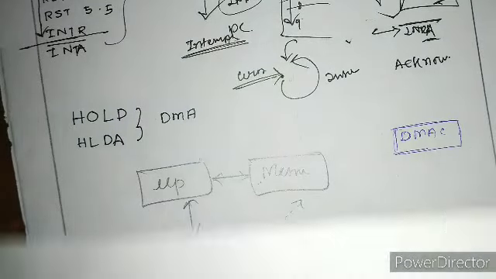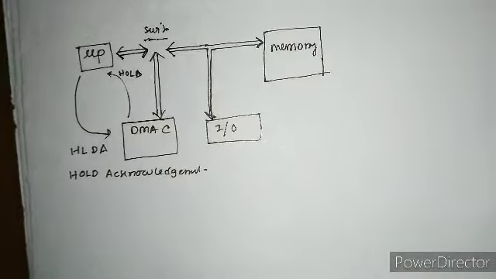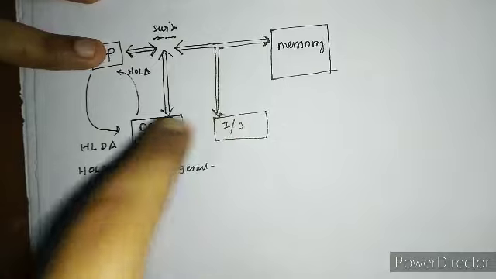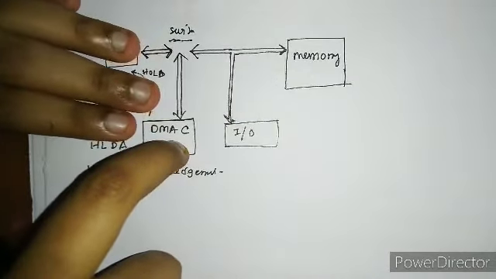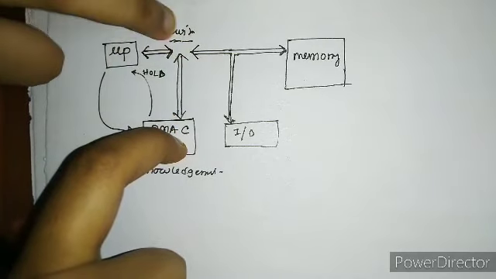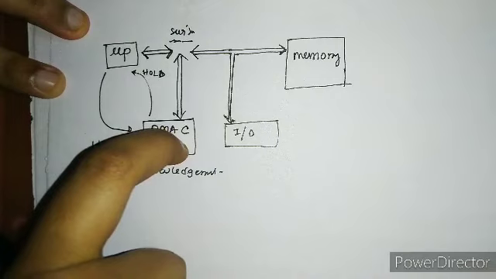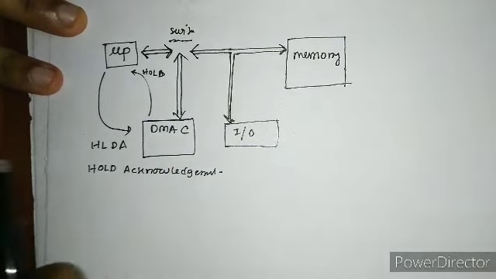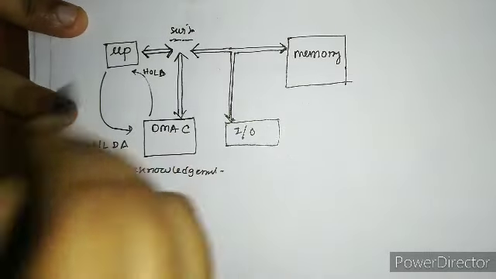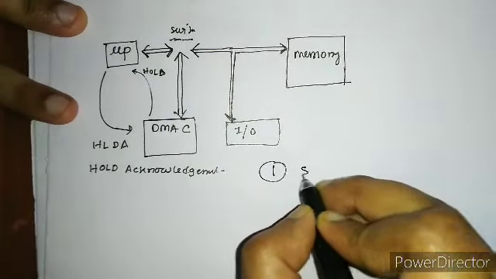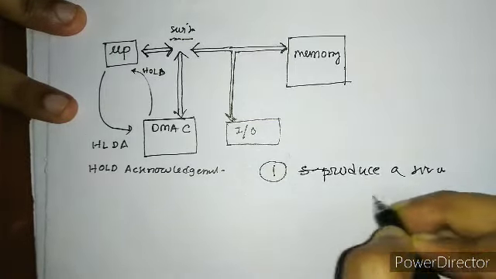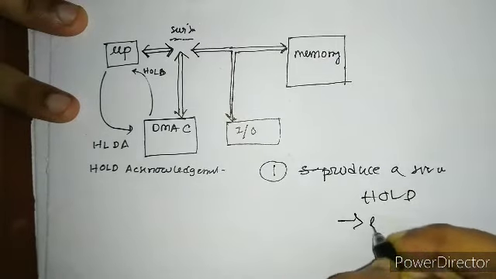How is it performed? See this. The MUP, memory, IO, they were connected with each other, but here the DMAC comes into the scene. The DMAC is connected to the MUP with a switch. It's a logical switch, okay? Suppose I have to perform DMA, then the DMAC will produce a signal, hold. First task, produce a signal of hold to the MUP.